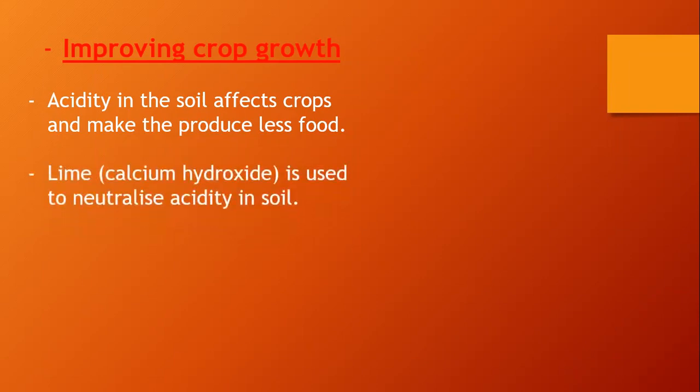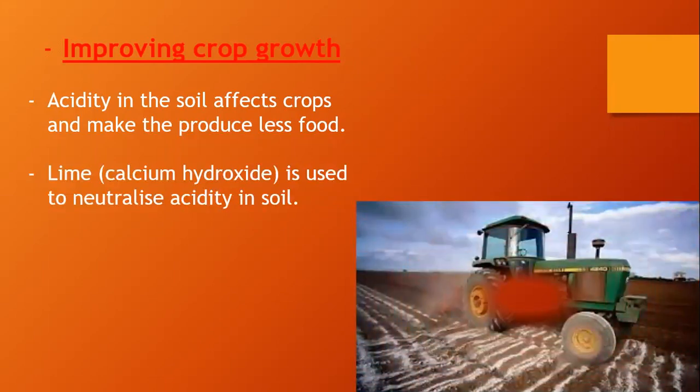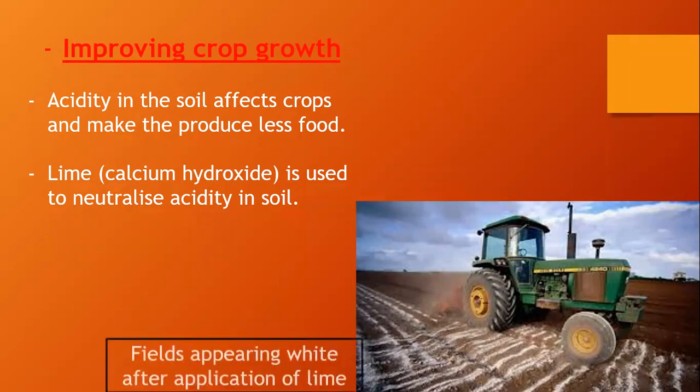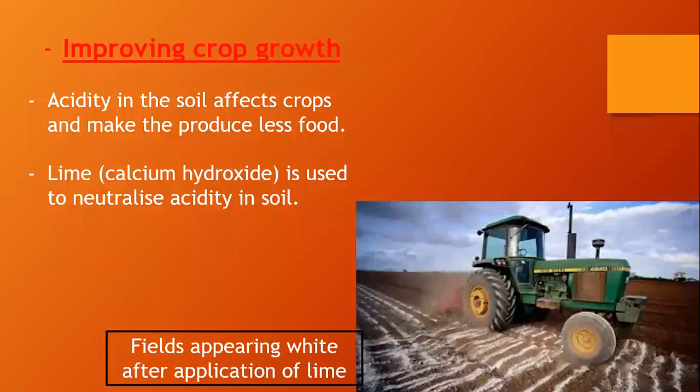So what should we do? They start to sprinkle lime. Lime, if you remember, is calcium hydroxide. They sprinkle lime, which is a white powder, to neutralize the acidity of the soil. So whenever you're traveling and you are near any fields, you will notice sometimes that they are covering the fields with this white powder. This white powder is specifically used to neutralize the acidic soil. And this way, we can make the crops grow better. Is it clear?